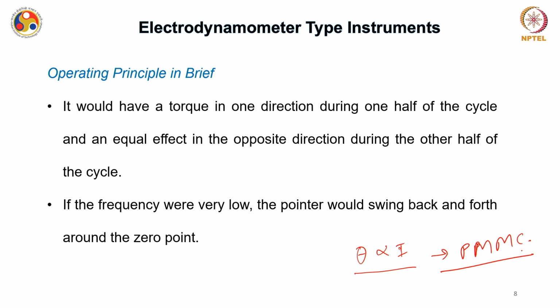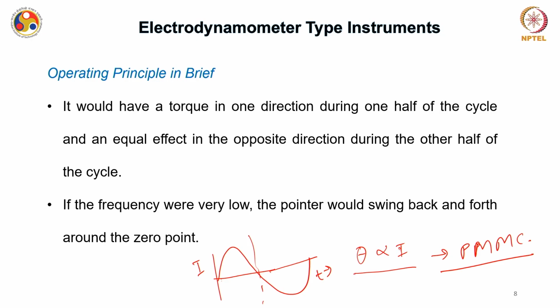So, this PMMC, when supplied with AC, would have a torque in one direction during one half of the cycle, and an equal effect in the opposite direction during the other half of the signal. Say this is the signal supplied to a PMMC instrument, this is the current and this is time. The deflection will follow this current for one half of the cycle.